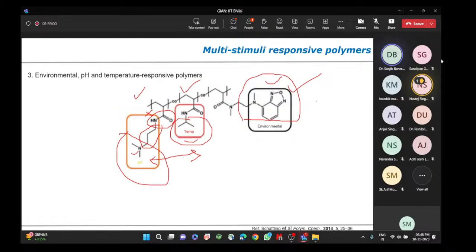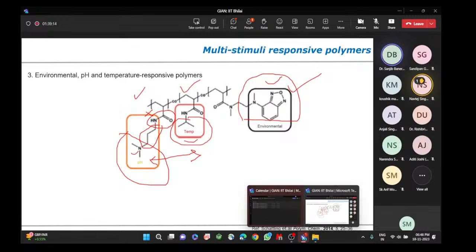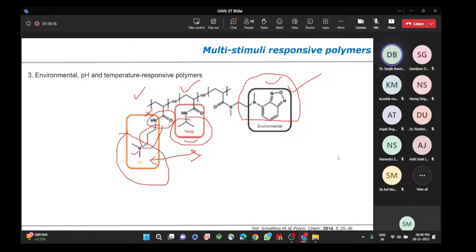I want you to think about it, because if you don't have anything to think or ponder on, there is no fruitfulness of this tutorial, right? So I will end today's session here. You will receive this image of the structure of this molecule on WhatsApp. Think about why this molecule is environment, pH and temperature responsive, and why there is a difference in responsivity between these two blocks, right? And I will come back tomorrow at 3:30 p.m.